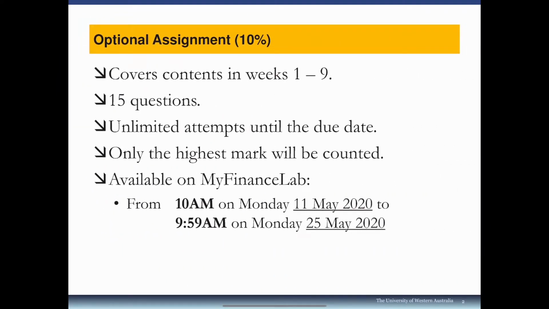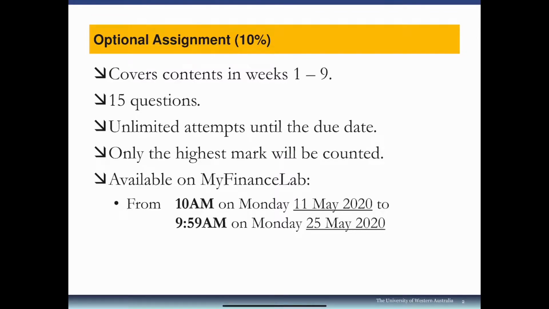Alright, so we have the optional assignment which starts from this morning, 10 a.m. on Monday, 11th of May 2020. You have 14 days to complete it. It goes to 9:59 a.m. on Monday, 25th of May 2020. This optional assignment covers contents in weeks 1 to 9. There are 15 questions. I think originally we said it's going to be 5 attempts, but why don't we just make it unlimited? So you have unlimited attempts until the due date, and only the highest mark will be counted towards your final grade.